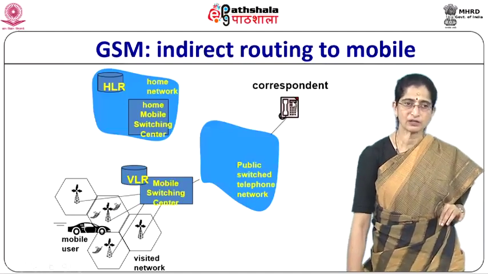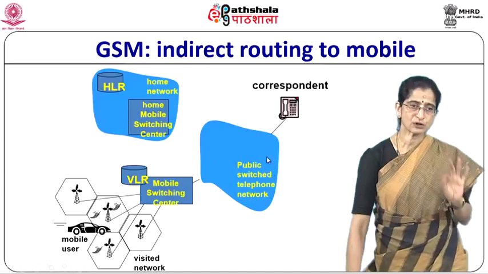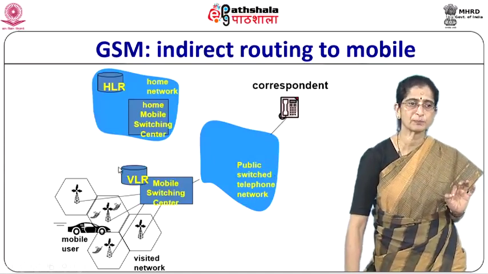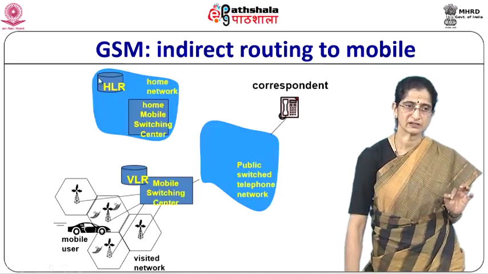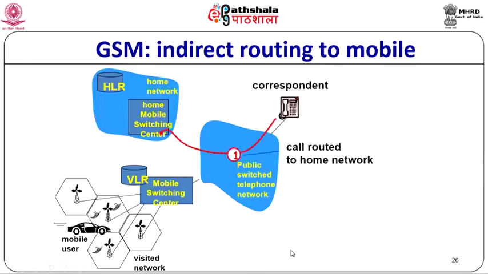So let's say we have a caller calling from some other network through the public switch network to a particular user. The user, let's say, is here. Now the user actually belongs to this network. This is his home network, but now he is visiting some other network. So let's look at what happens.